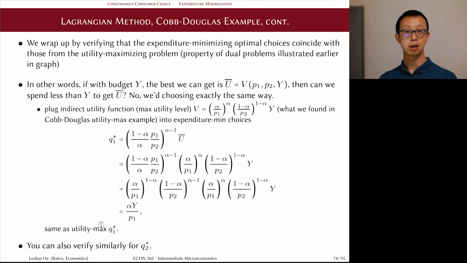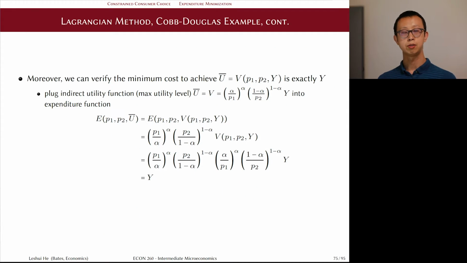A very similar calculation will verify the same case holds true for Q2 star, and I'll leave that as an exercise. In addition to verifying the quantities, we can also verify that if the highest level of utility we can obtain, given the budget y, is this level of u bar, then the minimum level of expenditure we have to spend in order to reach u bar is also y.